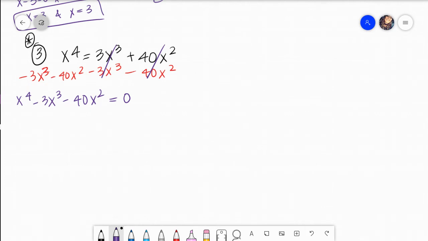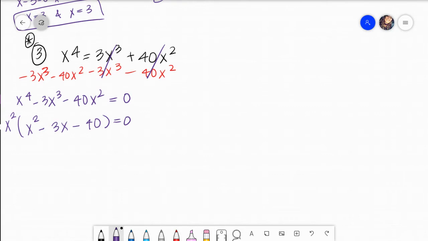What I learned when I was doing my greatest common factors is if my degree is higher than 2, that means I for sure should have a GCF to pull out. Looking at all 3 of these terms, the only thing they have in common is an x squared. So here we pull it out, which means to divide. X to the 4th divided by x squared is x squared. -3x cubed divided by x squared is -3x. -40x squared divided by x squared is -40, equals 0.